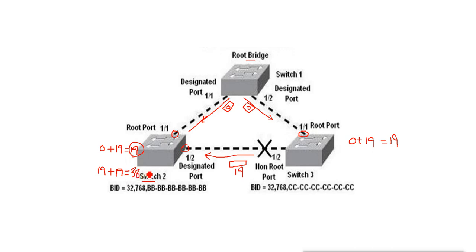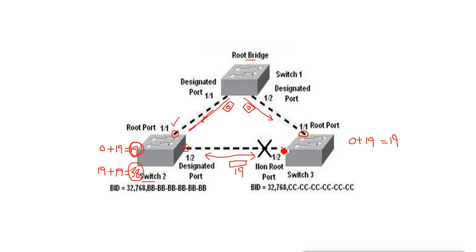Now if this switch 2 tries to go to the root bridge from this side, from this path, it will be 38. This is the path cost. And if it tries to go from this side, then it will cost 19. So the path cost is 19. So which one is good? This one is good, and this one is not good.